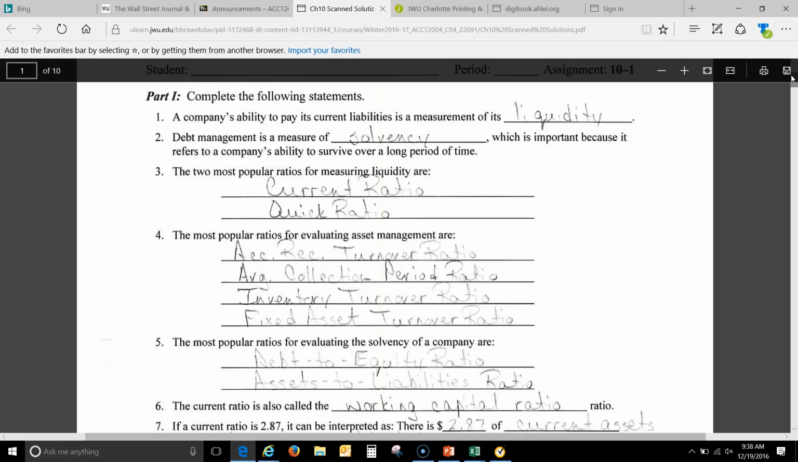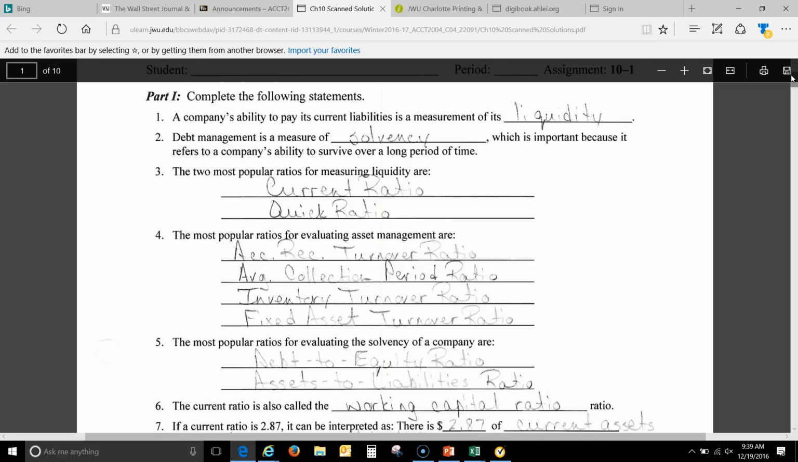Current and quick ratios. Number 4, the most popular ratios for evaluating asset management are accounts receivable turnover ratio, good, average collection period ratio, good, inventory turnover, good, fixed asset turnover. So again, when you're thinking asset management, think turnover ratios.